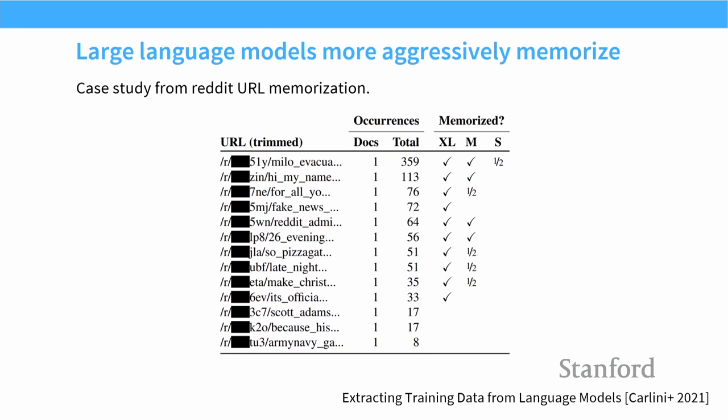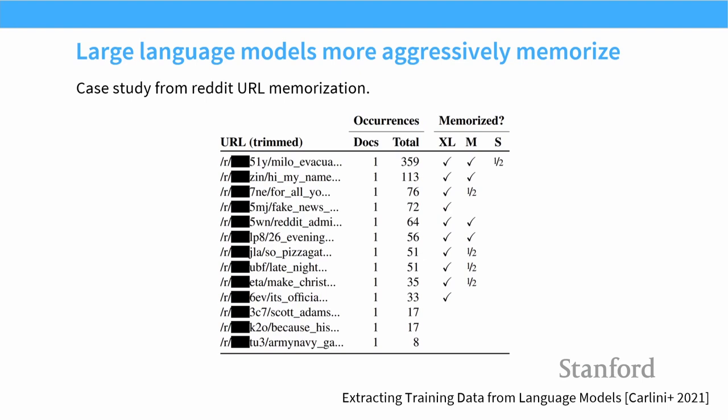So what this shows is that if a piece of text appears maybe 30 times in the training data set, the GPT-2 XL, one of the larger models at the time, will happily memorize that piece of text. Whereas if you have a much smaller model, it won't memorize. And this is an important piece because the trend of the field is to go to ever larger models to improve performance. So this problem is only going to get worse.